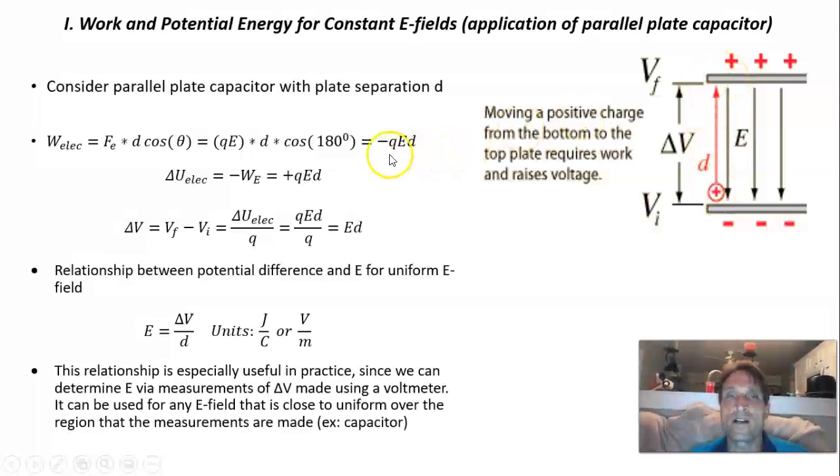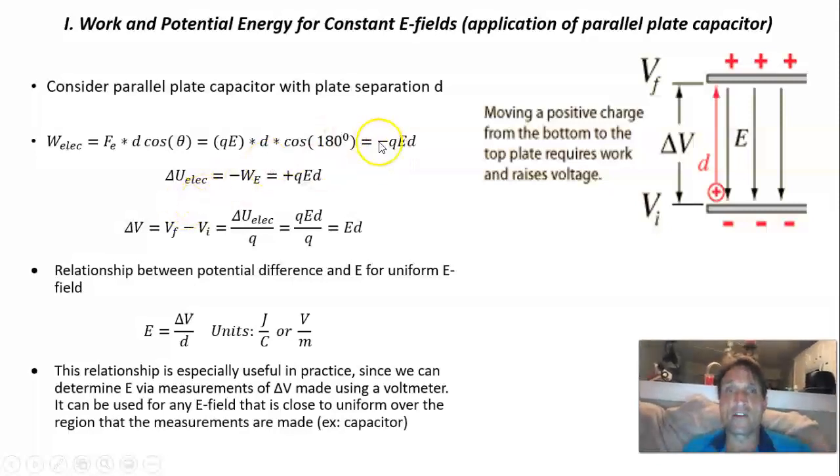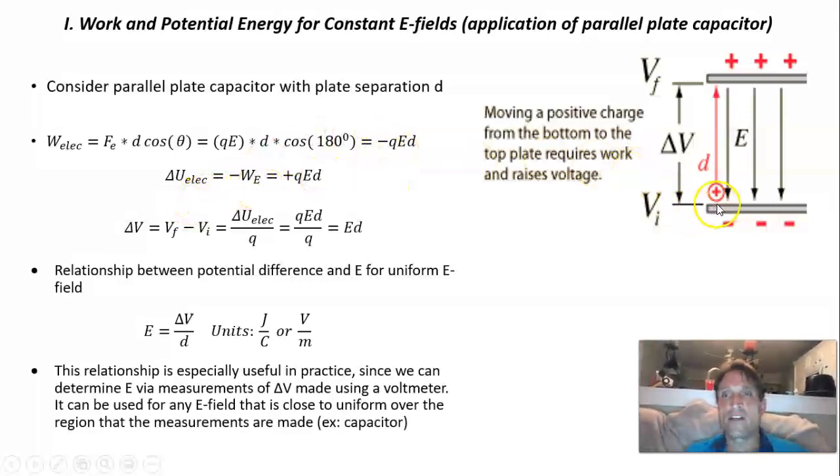Now, once we get the work done by the electric field for any problem, we can get the change in the electric potential energy, which is just the negative of that. It's the negative work done by the field. And so the change in potential energy for this positive charge Q is just QEd. So that's an increase in potential energy for the positive charge going from A to B. That's just because we're pushing it uphill.